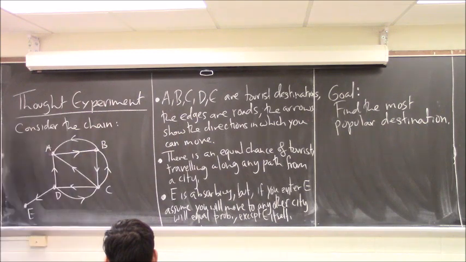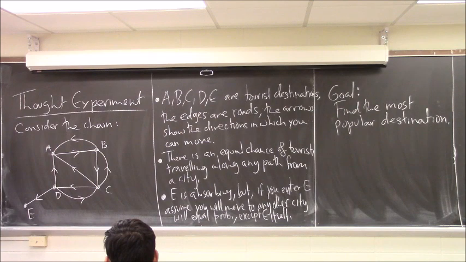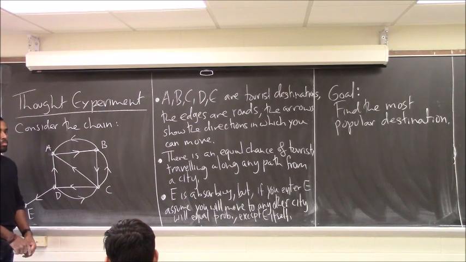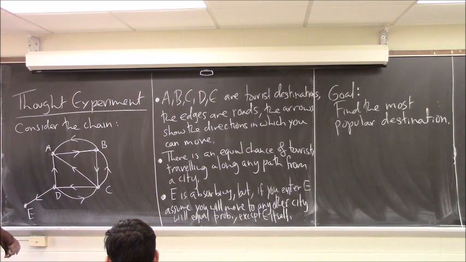Let me double check, make sure I drew this correctly. Yeah, so what would you guys guess? What's the most popular destination? A. A? What's your reasoning? It looks like there's more arrows going to it than other cities. Yeah, A. 1, 2, 3. There are 3 arrows going to A. Yeah, that's a good guess. And that's more than anyone else?